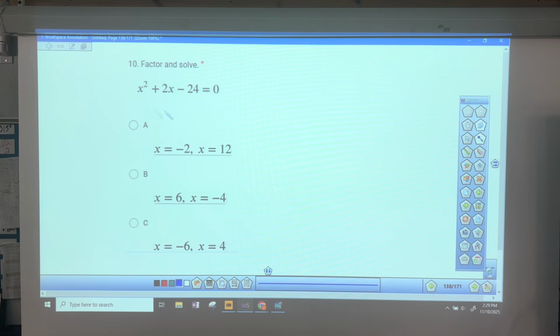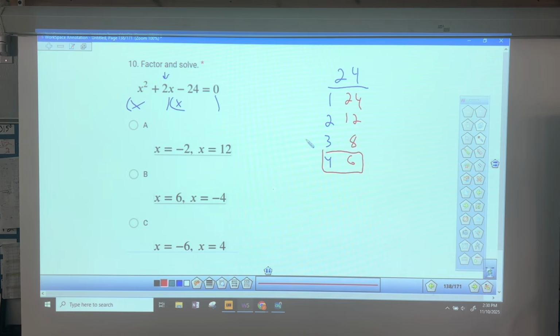Factor and solve. So after we factor, we want to set it equal to 0. So let's set up our parentheses. X times x will equal x squared. Now we need numbers that multiply to equal 24 that add to equal 2. So 24 divided by 1 is 24. That doesn't reach 2. 24 divided by 2 is 12. 24 divided by 3 is 8. 24 divided by 4 is 6. 6 and 4 will reach that middle number of 2.